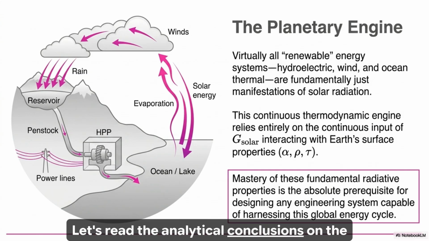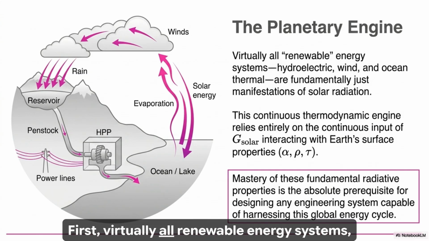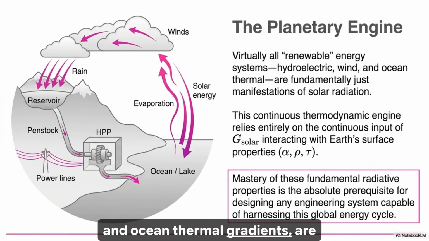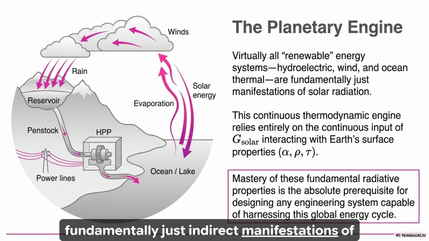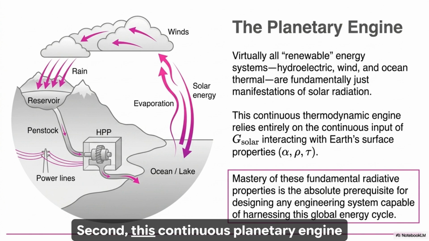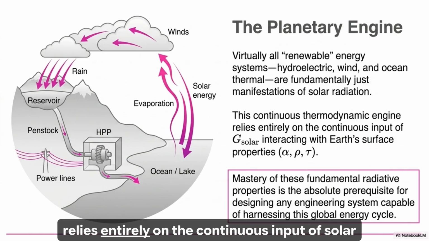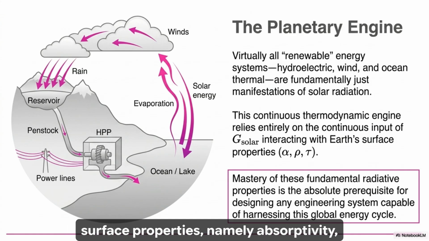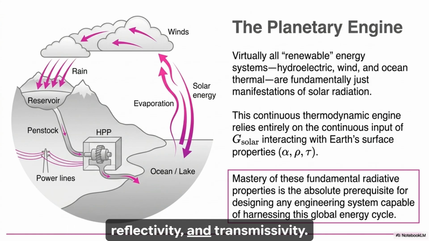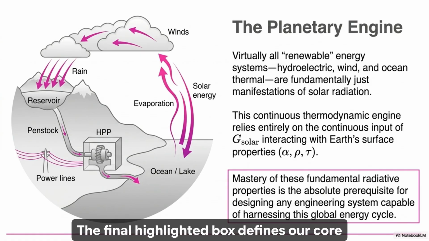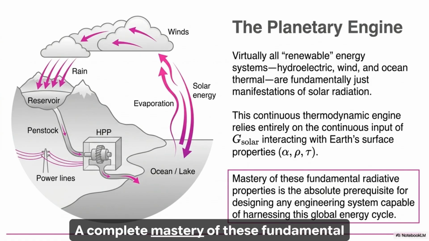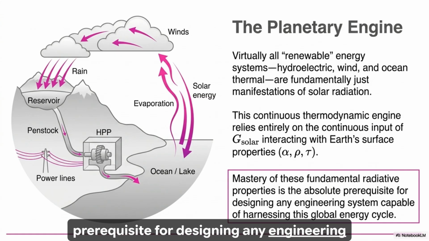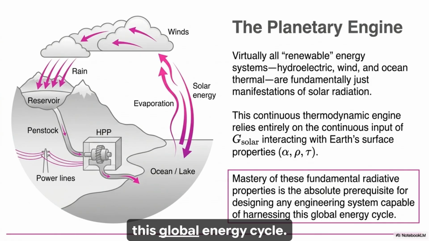Let's read the analytical conclusions on the right. First, virtually all renewable energy systems, including hydroelectric, wind, solar power, and ocean thermal gradients, are fundamentally just indirect manifestations of solar radiation. Second, this continuous planetary engine relies entirely on the continuous input of solar radiation interacting with Earth's localized surface properties, namely absorptivity, reflectivity, and transmissivity. The final highlighted box defines our core takeaway. A complete mastery of these fundamental radiative surface properties is an absolute prerequisite for designing any engineering system capable of successfully harnessing this global energy cycle.